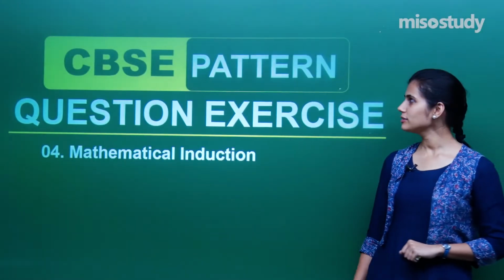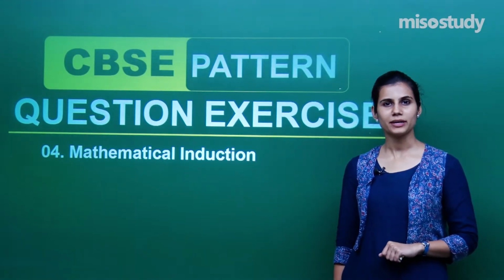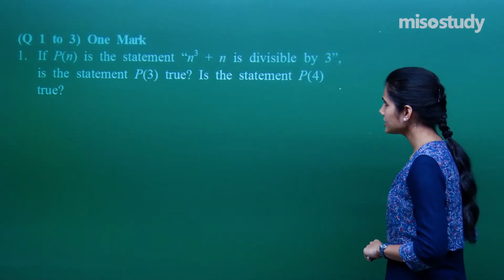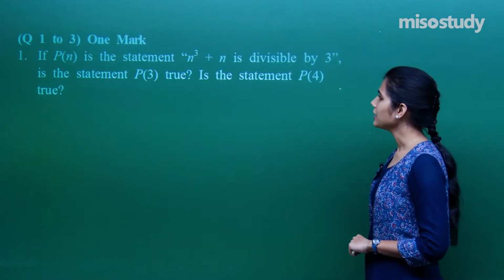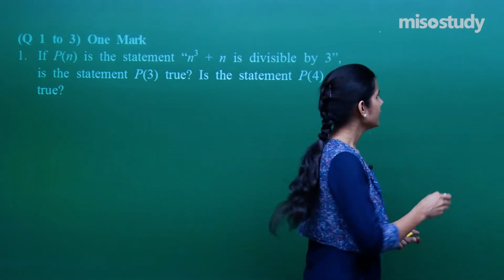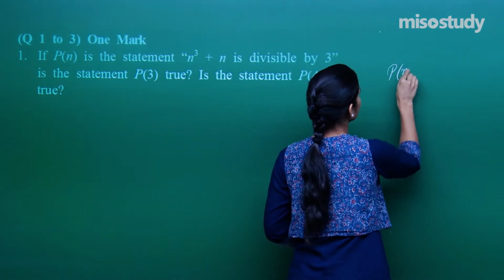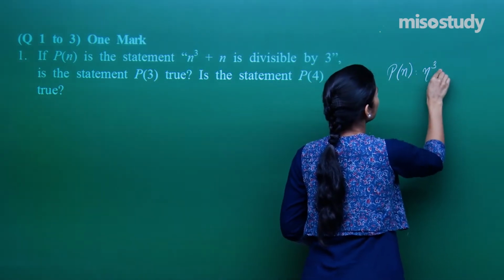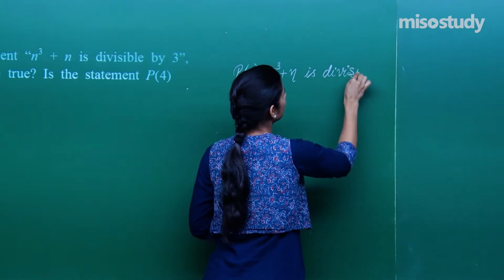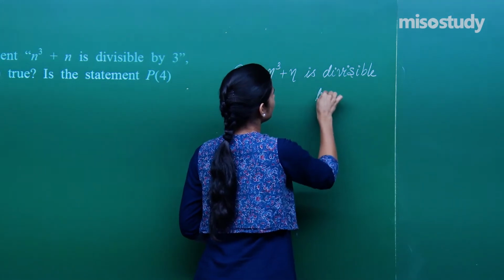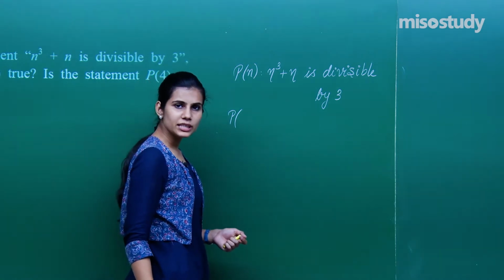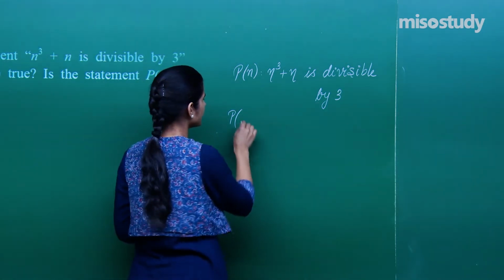Okay guys, let's talk about the CBSE pattern question exercises on mathematical induction. The first question for 1 mark says that Pn represents the statement n cube plus n is divisible by 3. Is the statement P3 true? Is the statement P4 true? If Pn is n cube plus n is divisible by 3, I need to talk about the truth value of P3 statement and the truth value of P4 statement.